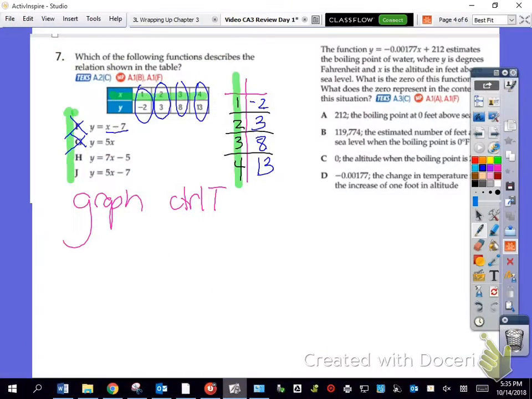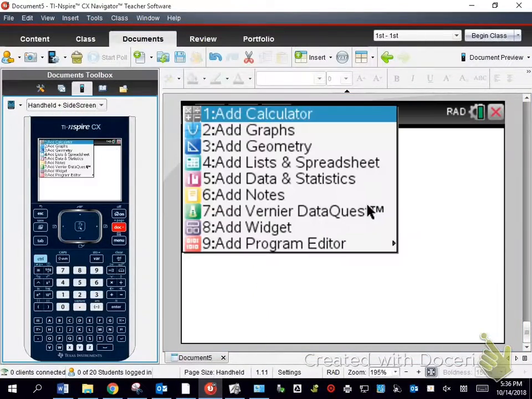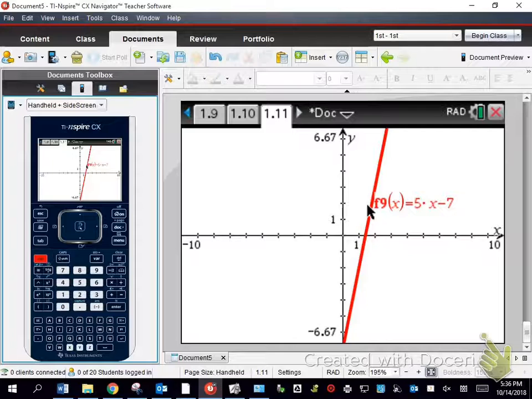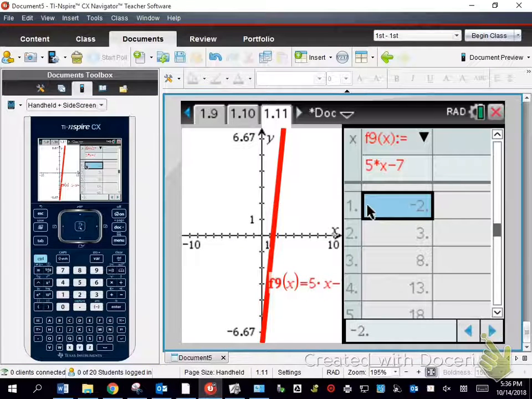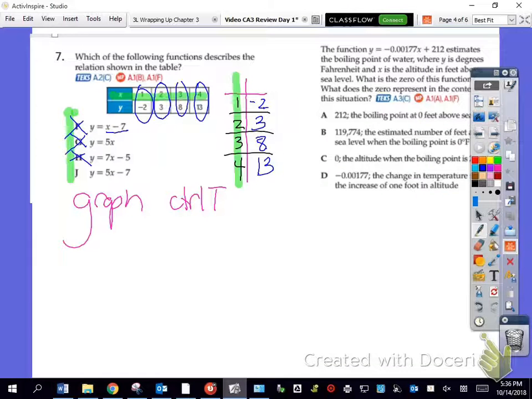And then you've got 5x minus 7. And then Control T. So you've got 1 goes with negative 2, 2 goes with 3, 3 goes with 8, 4 goes with 13. And so that is definitely a match. So your answer is J.